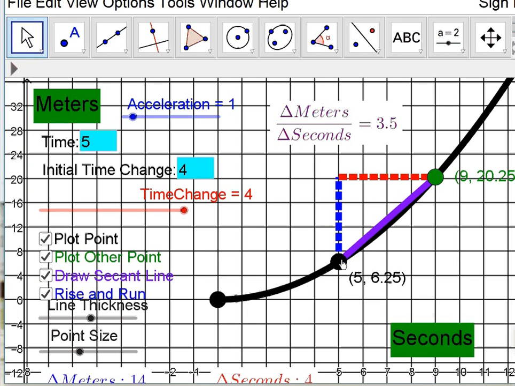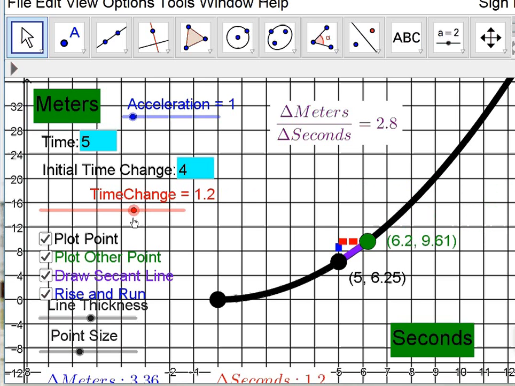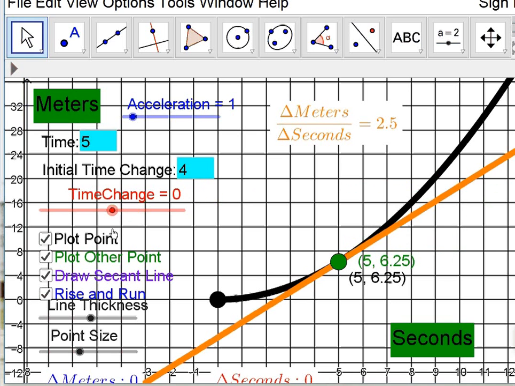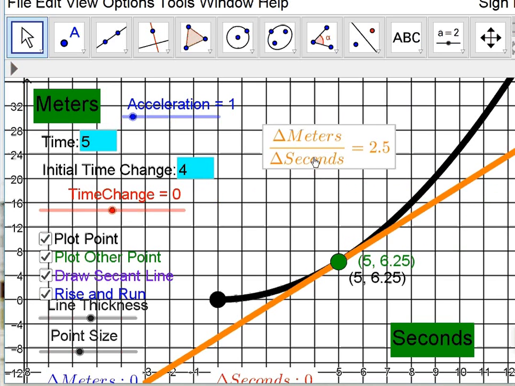But again, the question remains, how fast is it going after 5 seconds? And we've talked about the concept of instantaneous rate of change, and that's its speed, right? And so what we normally do to figure that out is we drag this green point closer and closer to the black point, and its average rate of change becomes its instantaneous rate of change as the green point becomes the black point. It's the slope of that orange line, and as you can see, the car is going 2.5 meters per second at 5 seconds.